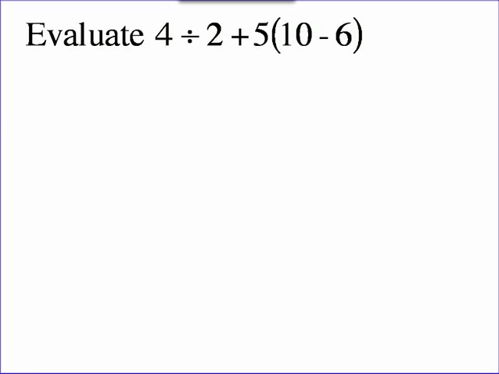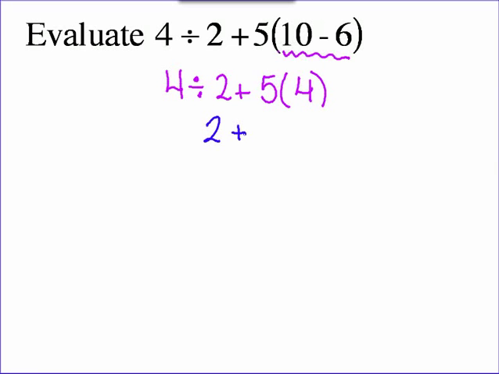This one is a little bit different because what do we now have? Parentheses. So order of operations states I do that first. So I now have 4 divided by 2 plus 5 times 4. Now I'm going to do my multiplication and division left to right. 4 divided by 2 is 2. 5 times 4 is 20. And your answer is 22.